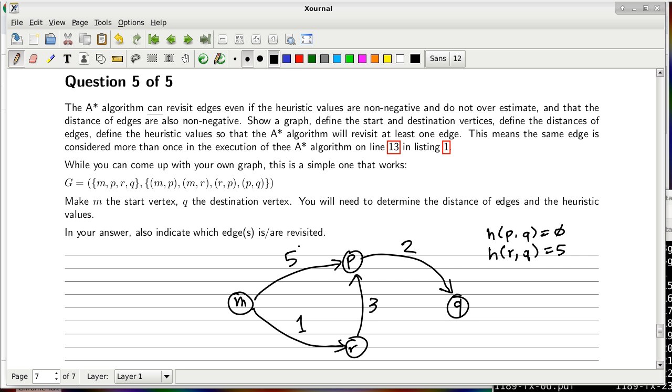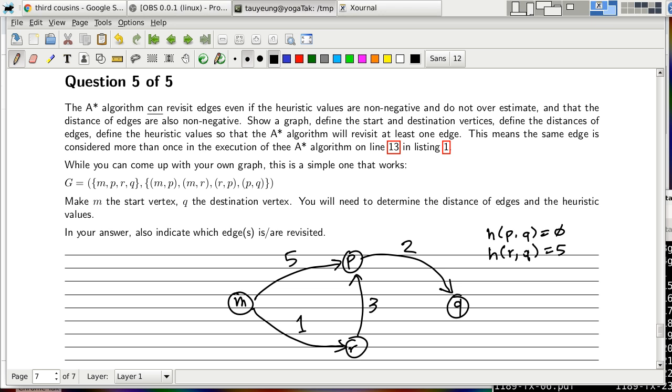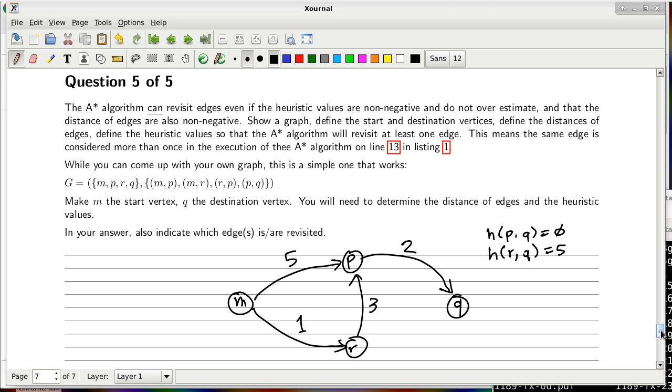Yes? When you go back up to the A-star algorithm in this test, can you spot the place where you're looking for the more costly path? Because that's how you're going to go to P first from M. Correct. So this is one thing you can do.